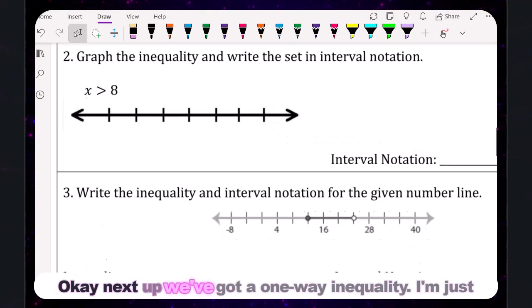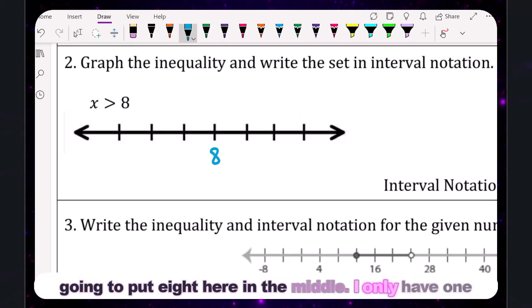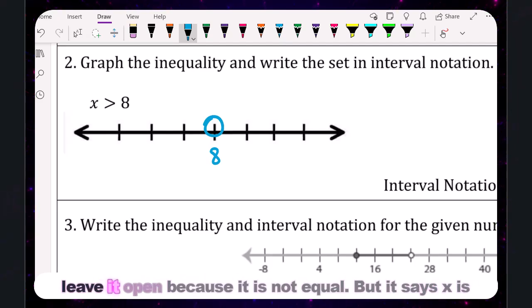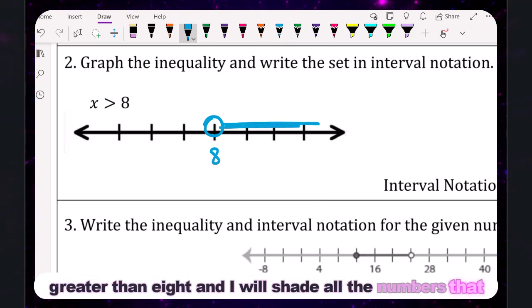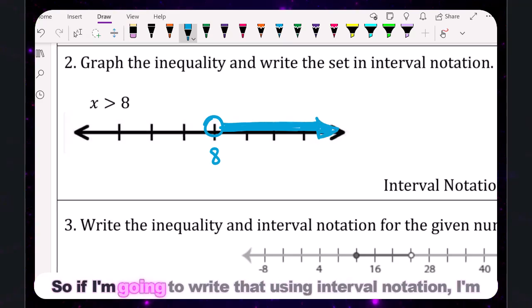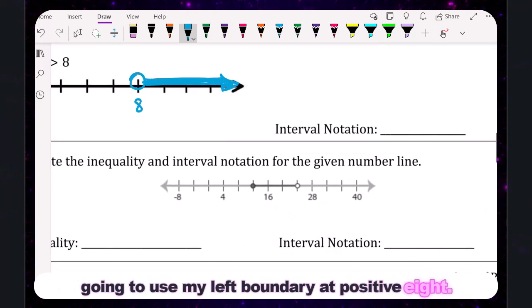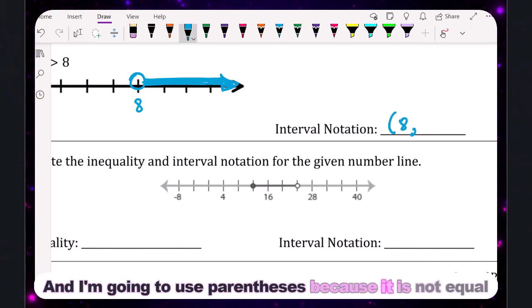Okay, next up we've got a one-way inequality. I'm just going to put 8 here in the middle. I only have one boundary number. So I have a circle here. I'm going to leave it open because it is not equal, but it says x is greater than 8, and I will shade all of the numbers that are greater than 8. So if I'm going to write that using interval notation, I'm going to use my left boundary at +8. And I'm going to use parentheses because it is not equal to.